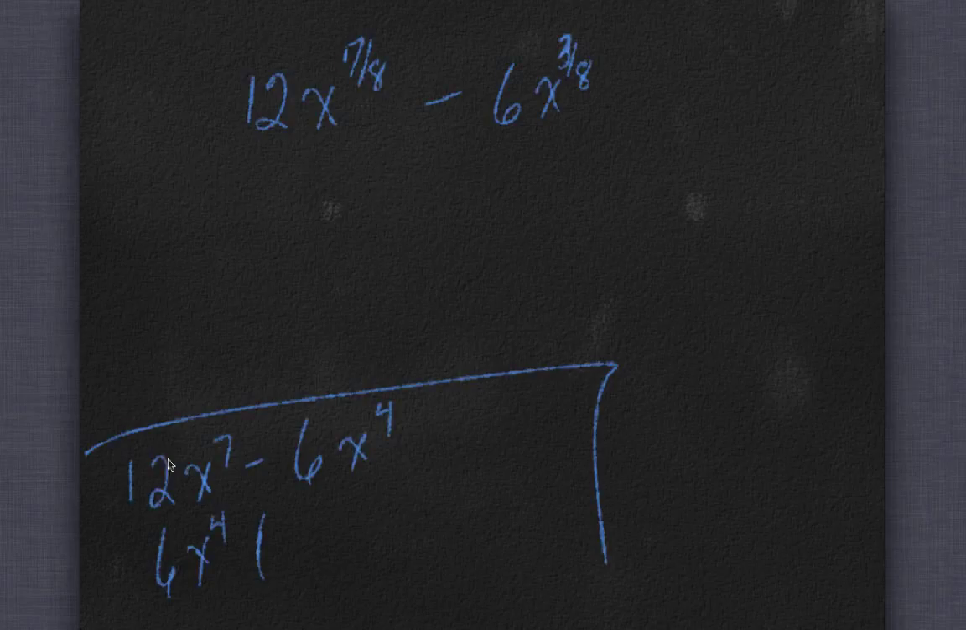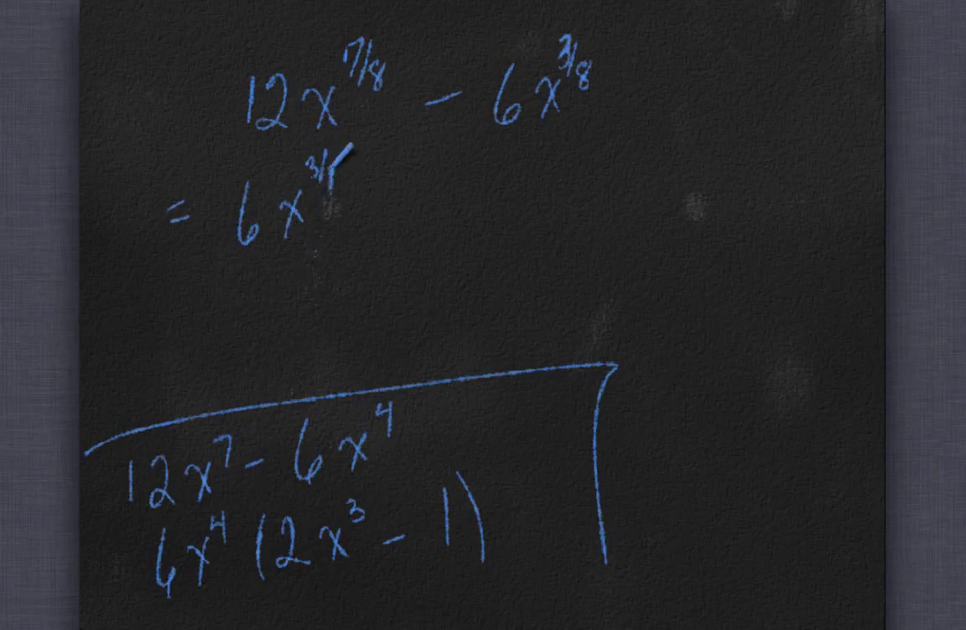And then you'd divide. So 12 divided by 6 is 2. x to the 7th divided by x to the 4th is x cubed. This is 1. We're going to do the same thing. It's just in this case, the lowest power of x is 3/8. So it's a little different. So I'm still going to factor out a 6, and now an x to the 3/8.